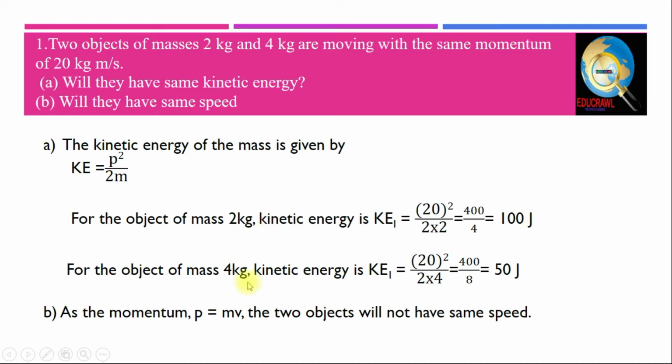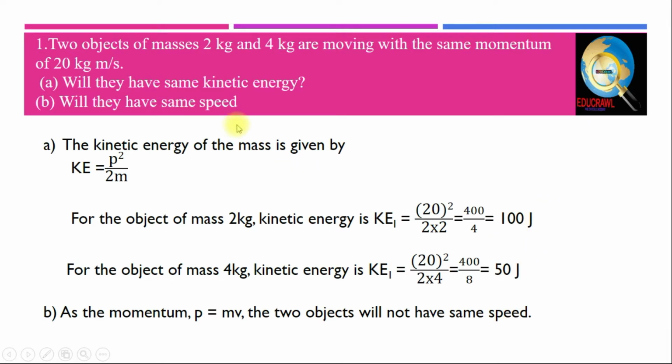Now for the second object, we have to find the kinetic energy. That is represented again by the same formula, p squared by 2m. The p value will be the same. So 20 squared, which is 400, divided by 2 into m. Here the mass value is 4 kg. So 2 into 4 is 8. So 400 divided by 8 is 50 joule. So they will not have the same kinetic energy. Their kinetic energies are different.